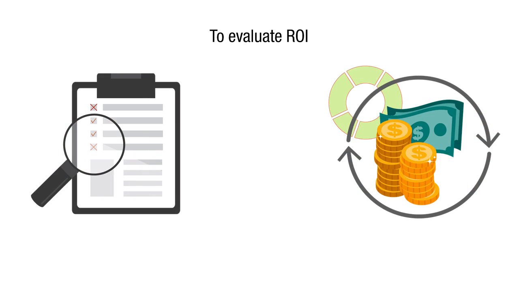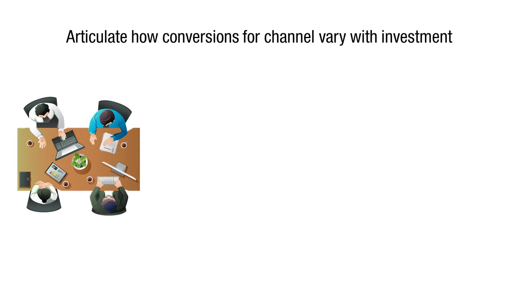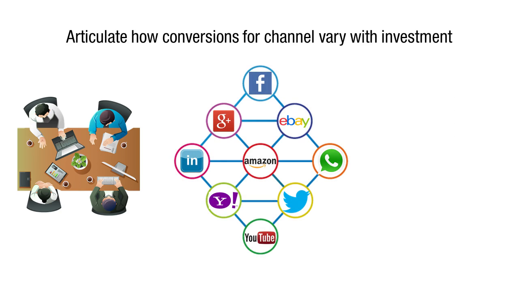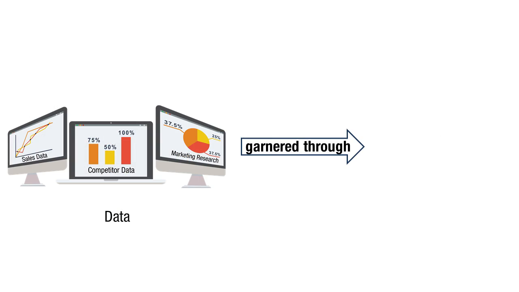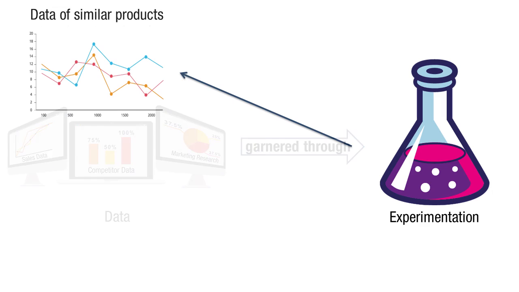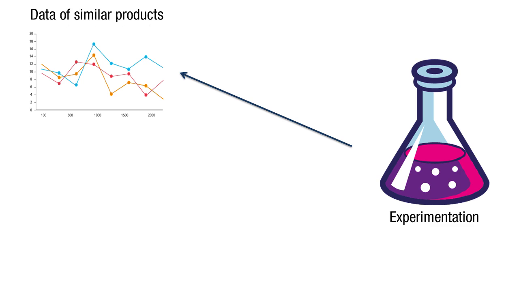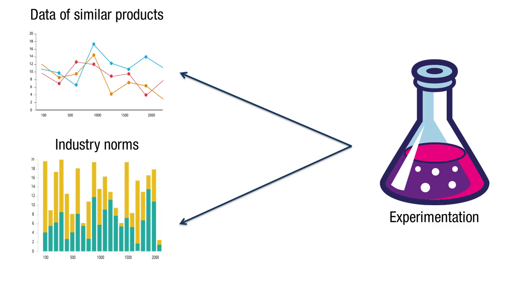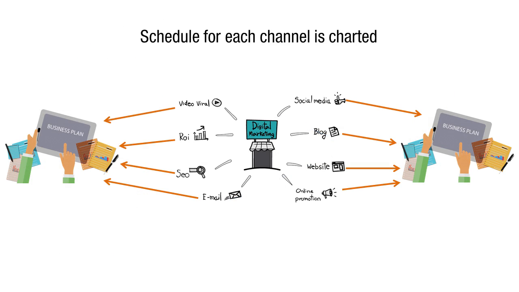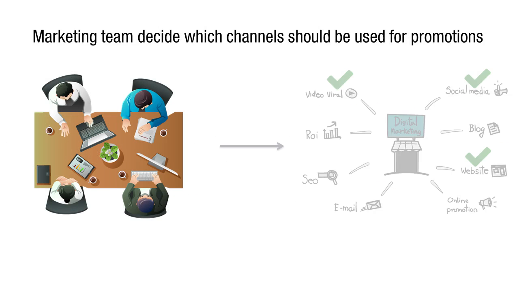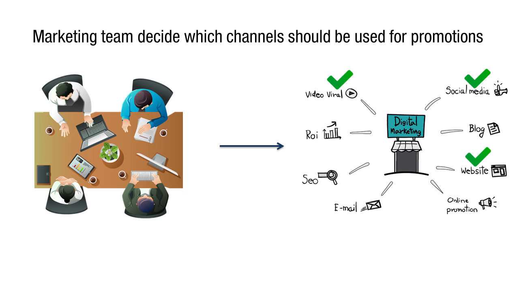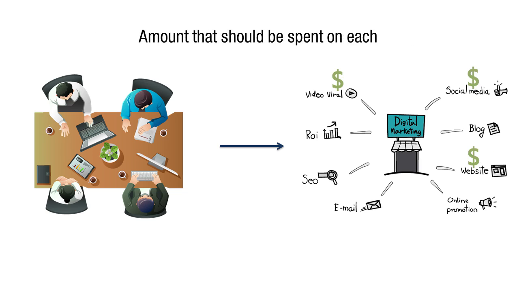To evaluate ROI, the team must clearly articulate how conversions for a channel vary with investment. The data for this schedule can be garnered through experimentation, through data for similar products, or through industry norms. Once the schedule for each of the channels is charted, then the marketing team can decide which of the channels should be used for promotions and the amount that should be spent on each.